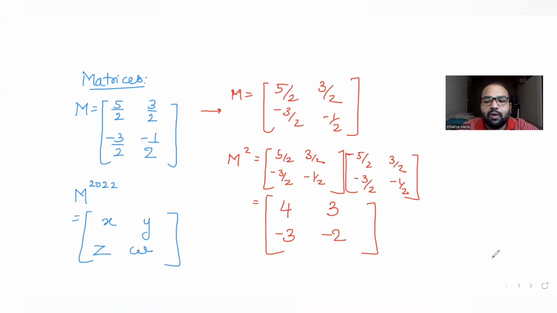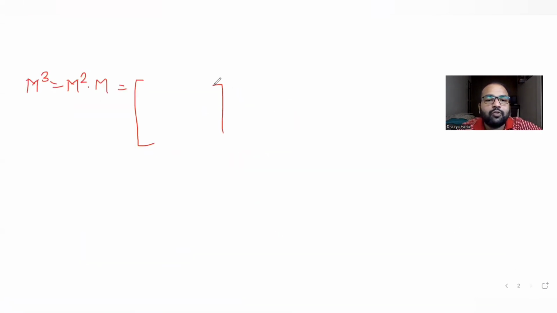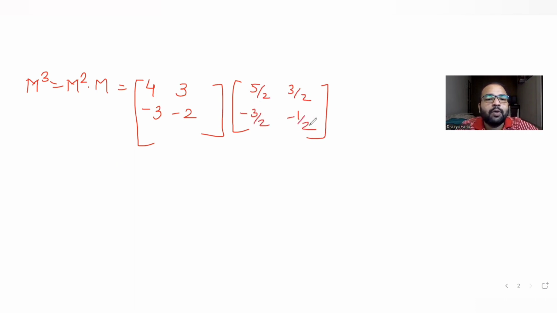Let's try to find the cube also. M cube would become M square into M. So if I multiply 4, 3, -3, -2 with the M matrix, which was 5/2, 3/2, -3/2, -1/2, again I will have four elements.